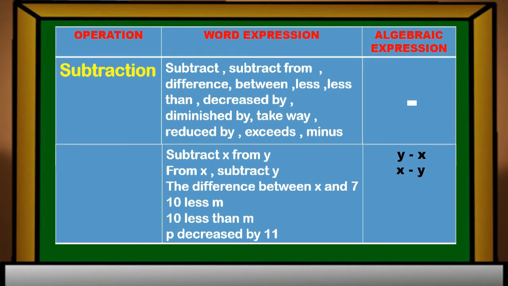The difference between x and 7, your answer is x minus 7. 10 less m, your answer is 10 minus m. 10 less than m, your answer is m minus 10. And p decreased by 11, your answer is p minus 11.